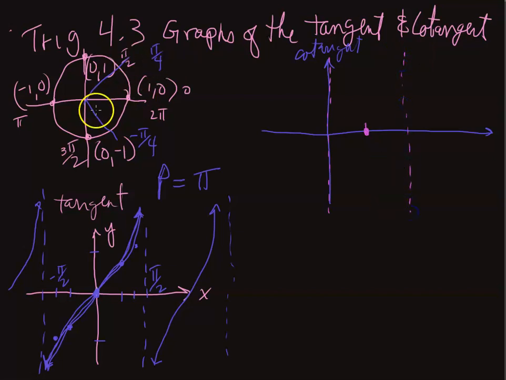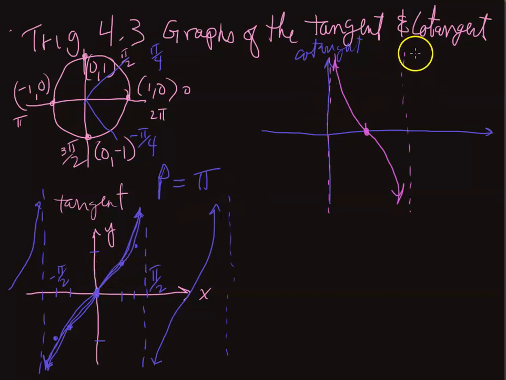Now, what happens between, though? That's what's important. From 0 to pi over 2, as the angle goes from 0 to pi over 2, the value for x goes from 1 down to 0. And the value of y goes from 0 up to 1. So it's really starting up here and going down there. So it is sort of the flip-flop version of this tangent.